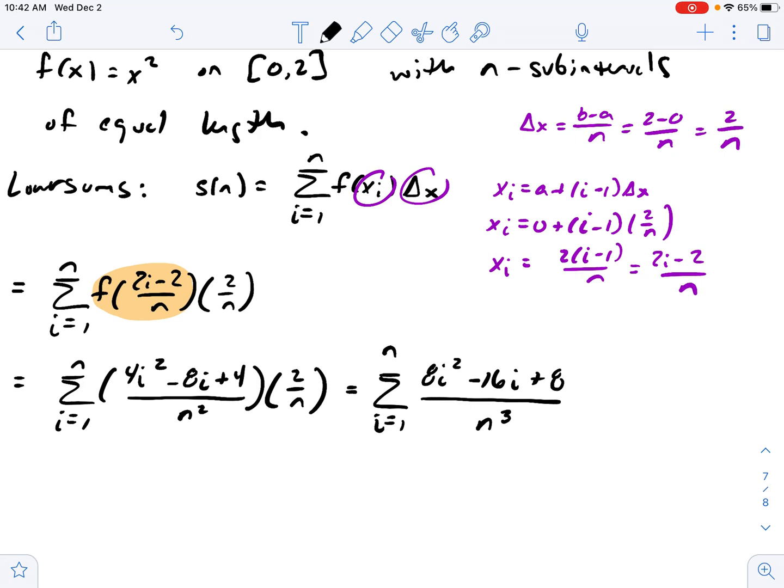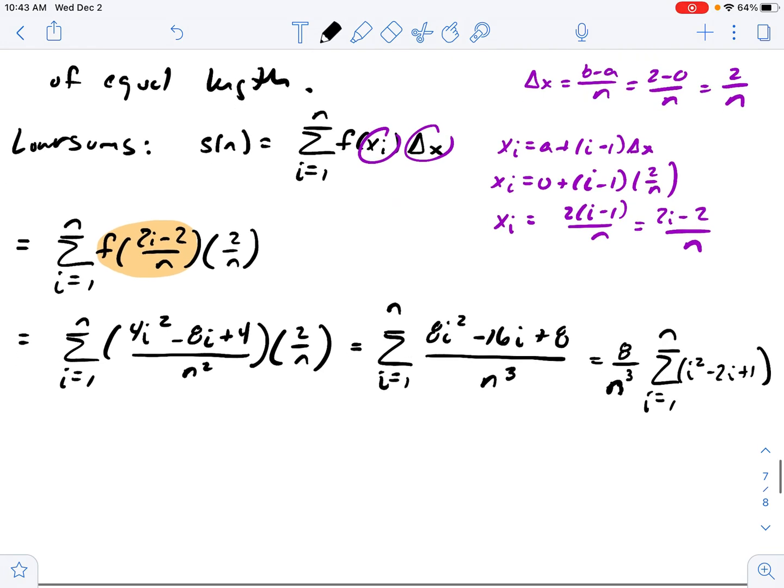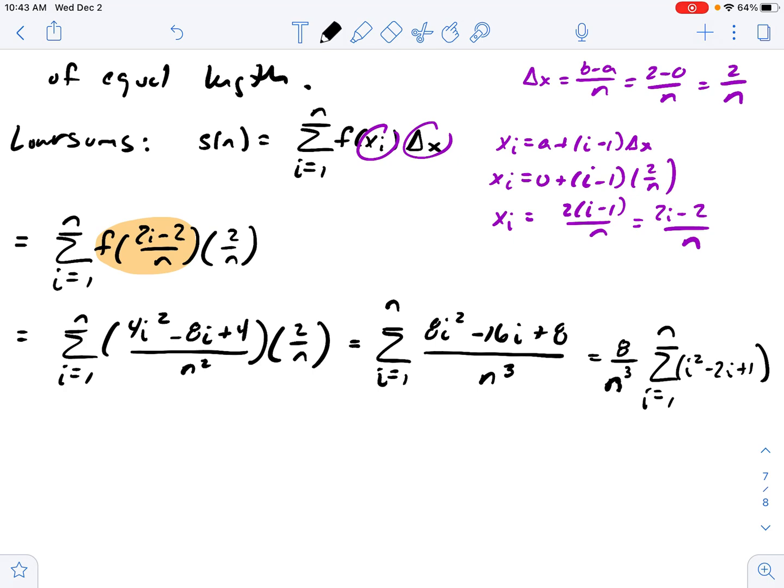Now I do see a common factor of 8 in the numerator, and believe it or not, the n in the denominator is not the variable. The variable is i. n is just going to be some number. So I'm going to factor the 8 over n cubed out of this. And when I do that, we're going to be left with what? 2i squared, i squared. I factored the 8 out. So we're going to have i squared minus 2i plus 1. And now we're making this thing look a little neater, all right?